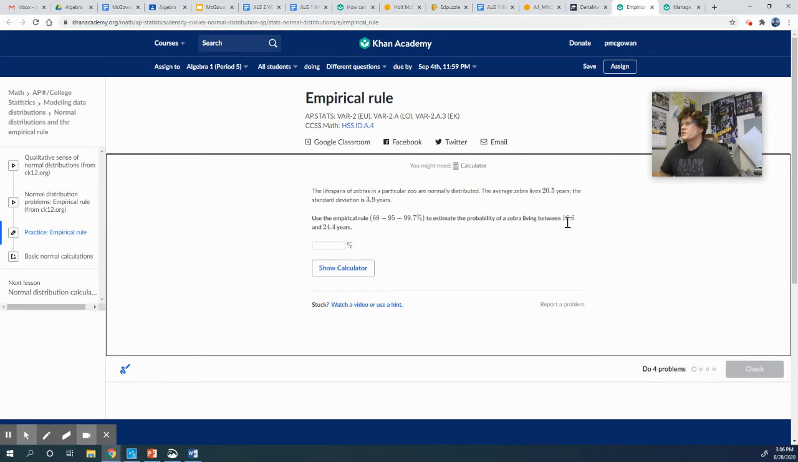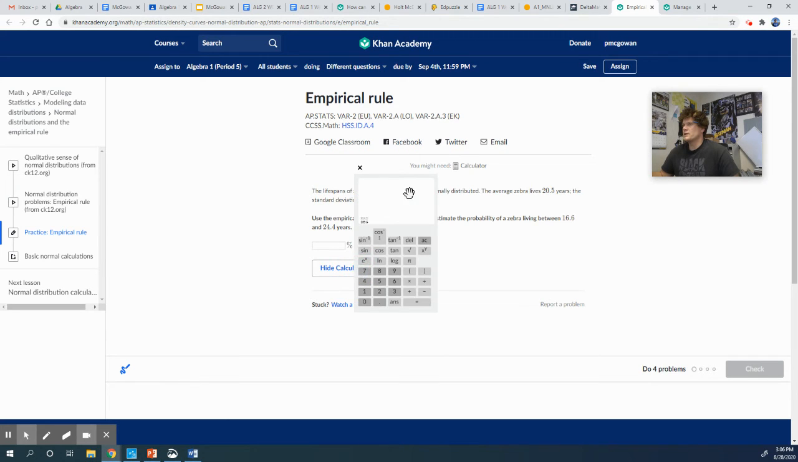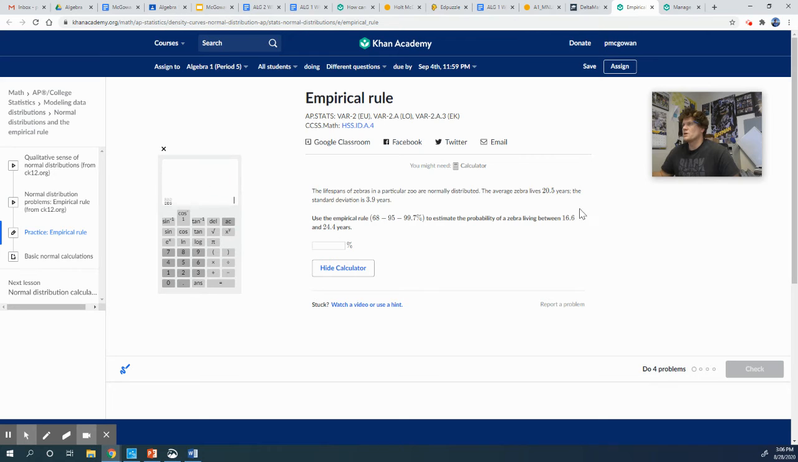So let's find our standard deviations away from our mean to this. Standard deviation is 3.9, so let's take our calculator with Khan Academy, and let's go 20.5 minus 16.6. 3.9, hey, look at that. There's our standard deviation. So the lower bound is only one standard deviation away.